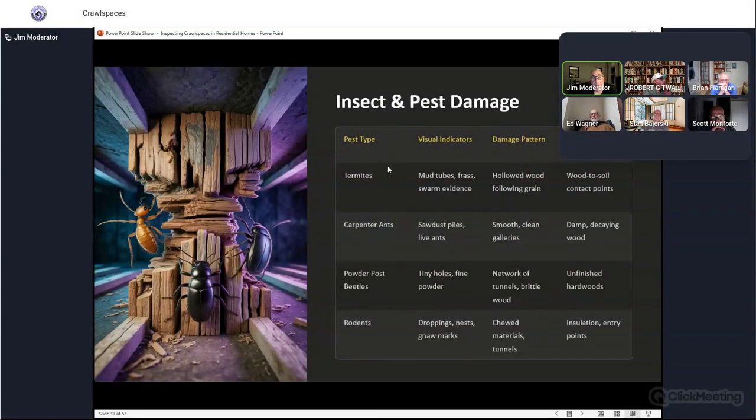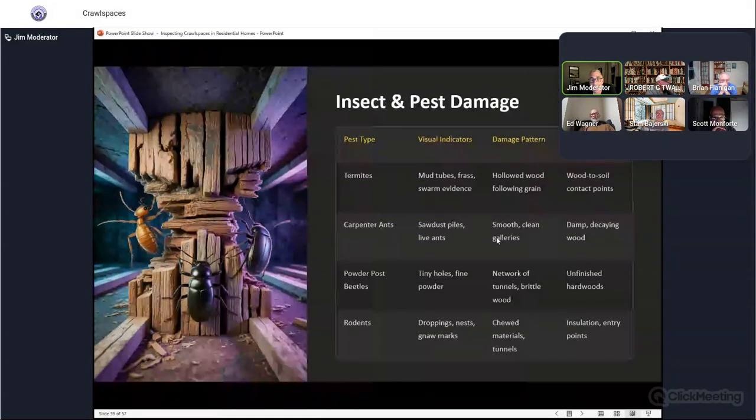All right, inspecting pest damage. We're going to look for termites, carpenter ants, powder post beetles we see all the time, and rodents. Visual indicators on termites are mud tubes, frass, swarm evidence, hollow wood following the grain, and wood to soil contact points. Carpenter ants are sawdust piles and live ants.